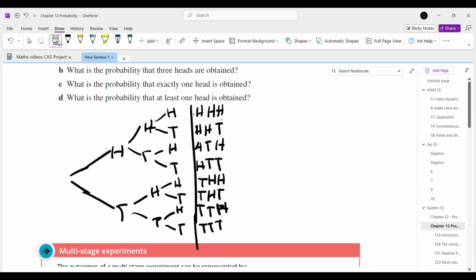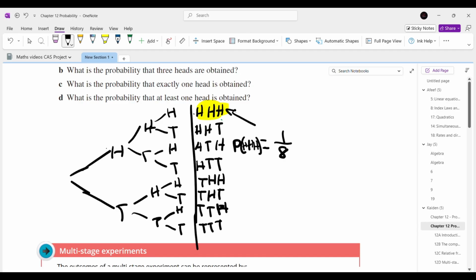What is the probability that 3 heads are obtained? There's only one possible outcome which satisfies this condition. So there's one favorable outcome out of our sample size of 8. So the probability that all 3 heads are obtained is just equal to 1 over 8.